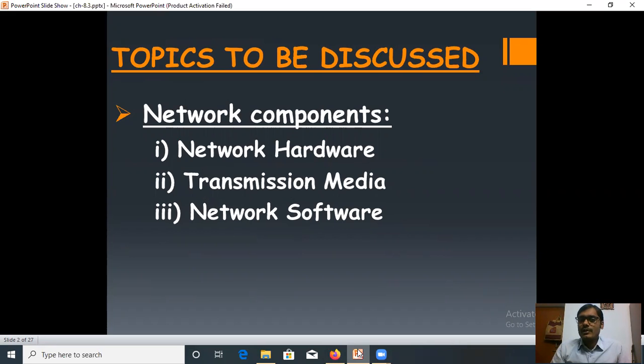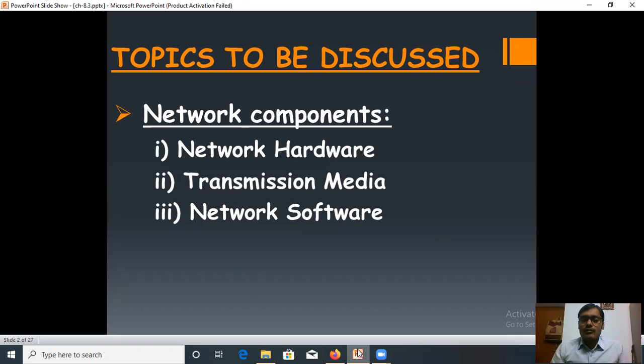So first of all, you have to understand what network components are. There are three types of network components. First one, network hardware. Second one, transmission media. And third one, network software. Network hardware means what type of hardware you require for giving connections to different computers so that you can attach different computers through a network, so that all the computers can communicate with each other. Second one, transmission media.